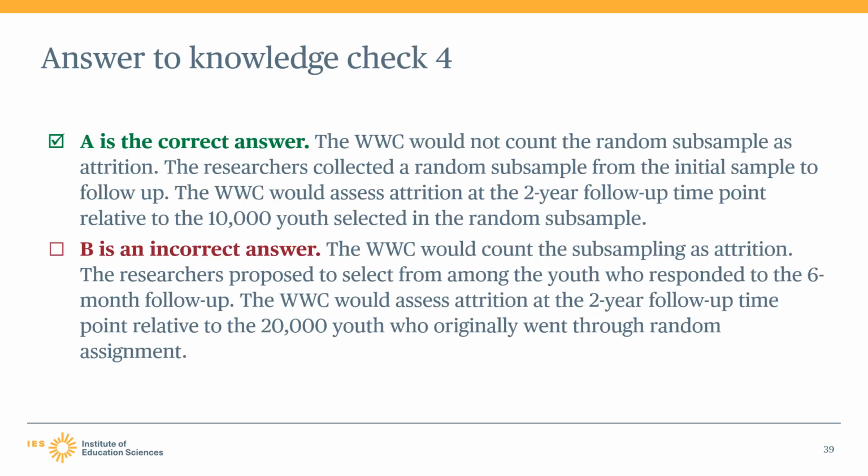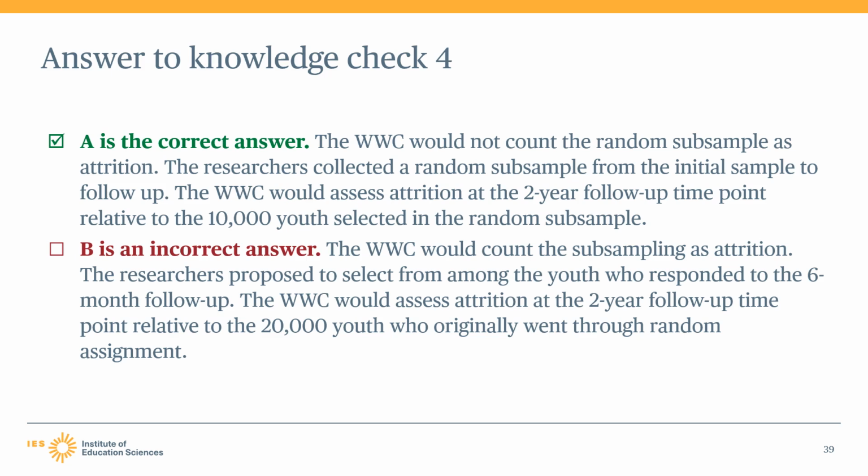A is the correct answer. The WWC would not count the random subsample as attrition. The researchers collected a random subsample from the initial sample to follow-up. The WWC would assess attrition at the 2-year follow-up time point relative to the 10,000 youth selected in the random subsample. B is an incorrect answer because the WWC would count this non-random subsampling as attrition.